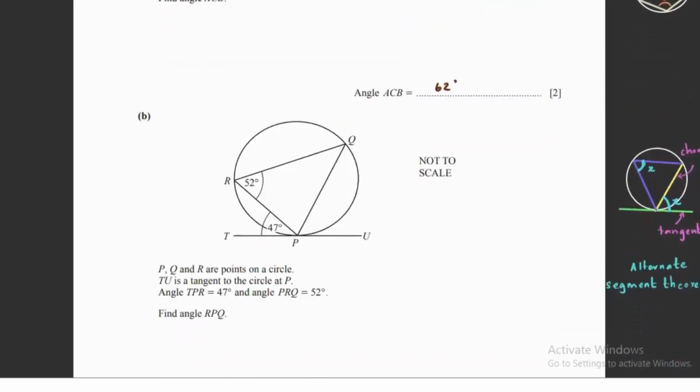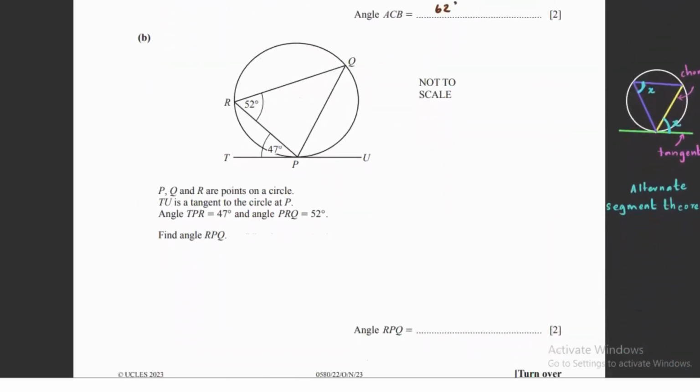Let's move on to the next question, which is question B. In this question, P, Q, and R are points on the circle. TU is a tangent. A tangent is a straight line that hits the circle at just one point. So it touches the circle at this point P. The angle TPR is given as 47. PRQ is also given to us, which is 52. We are supposed to find what RPQ is. RPQ is this angle, which we are supposed to calculate.